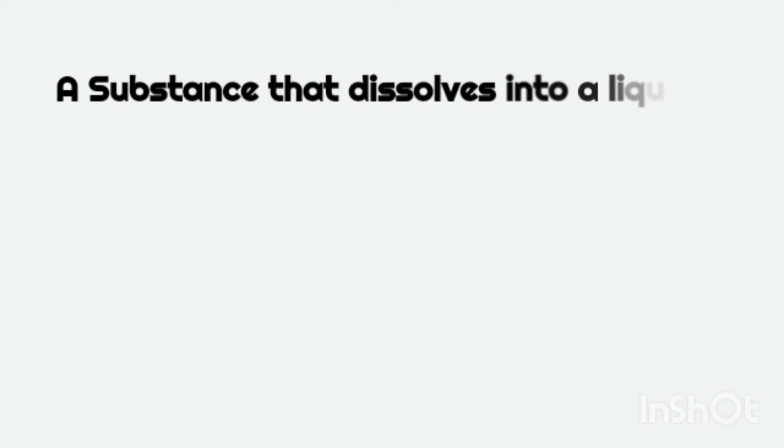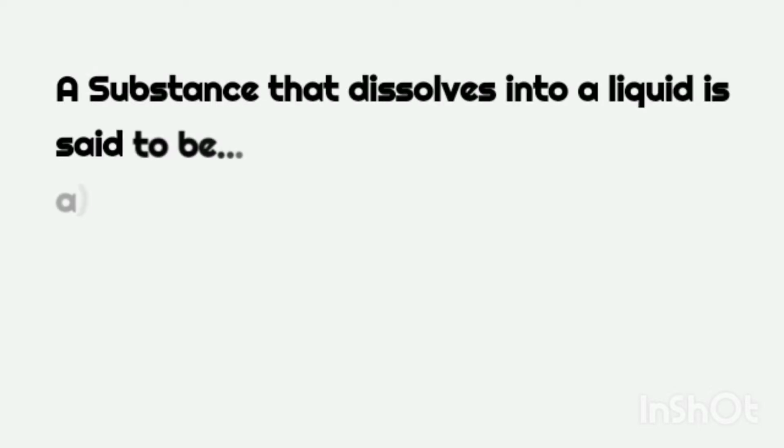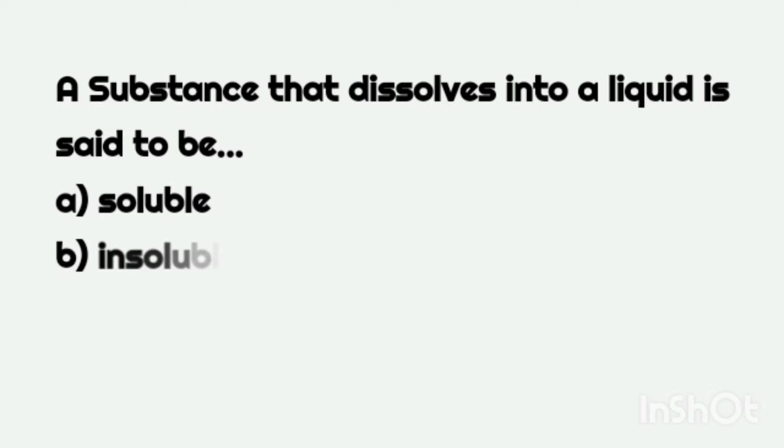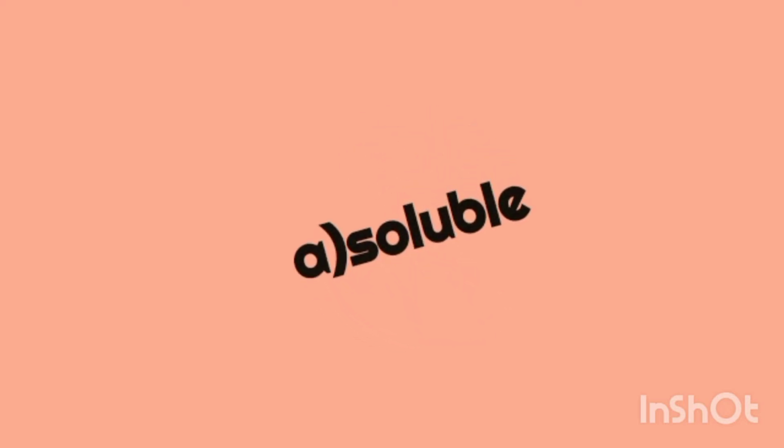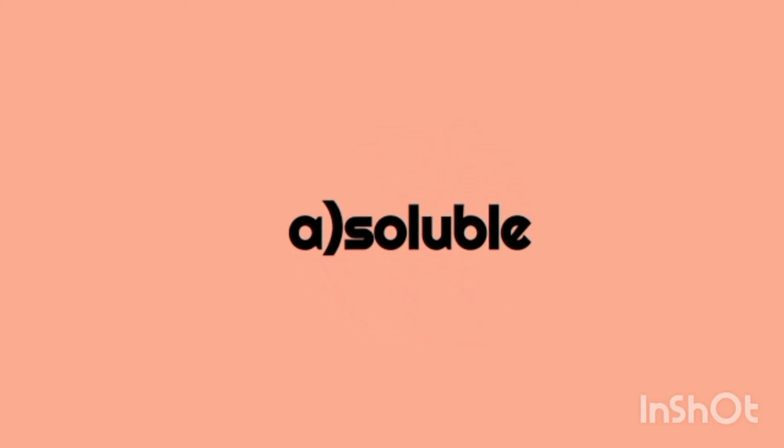The next question, a substance that dissolves into a liquid is said to be A, soluble, B, insoluble, and C, solvent. The answer is soluble. Any substance that dissolves into a liquid completely is said to be soluble. And any that does not dissolve is called insoluble.